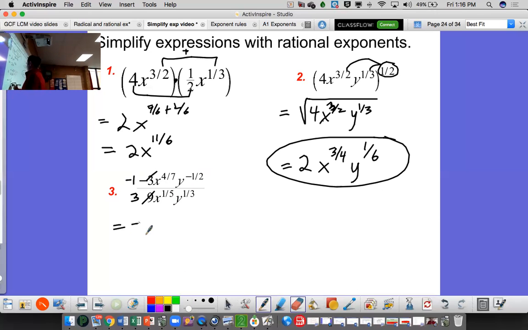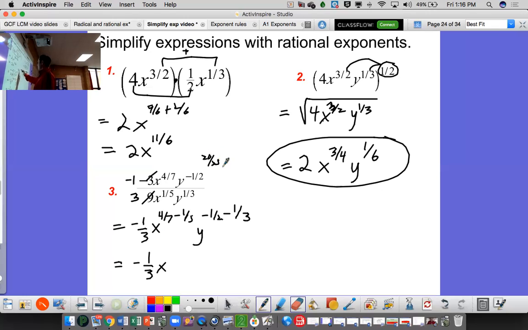So here's the way it's going to look if you were to write it out. At -1/3, you have x to the 4/7 minus 1/5, and y to the -1/2 minus 1/3. Okay? And we're going to get common denominators and do our subtraction. If I get a common denominator here, it would be 35. So I'd multiply that by 5. It would be 20/35, minus 7/35. So 20 minus 7 is 13/35.